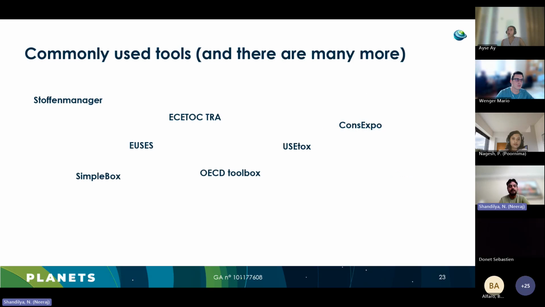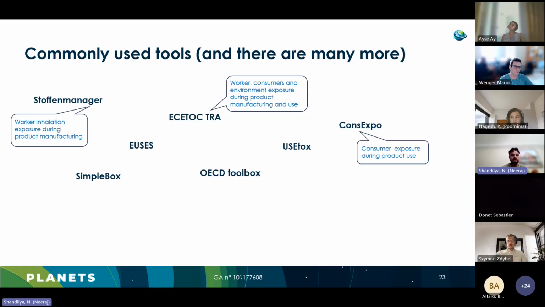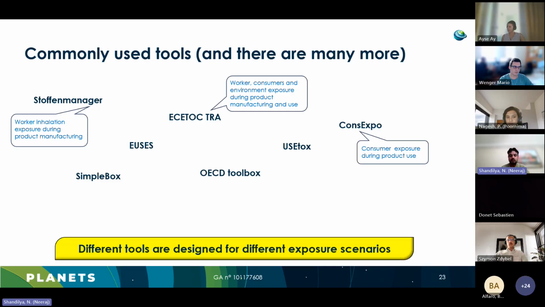Now we use a different series of exposure models like Stoffenmanager, EasyTRA, ConsExpo, etc. For example, Stoffenmanager, one of the exposure assessment tools, is used to estimate worker inhalation exposure during product manufacturing. On the other hand, on the right side of the screen, you see ConsExpo, which is used to determine consumer exposure during product use. So depending on the exposure scenario, the population and whatsoever, the applicability domains are defined, and based on that, these tools are used. These tools have different applicability domains, and it all depends on the exposure scenario that you are dealing with.